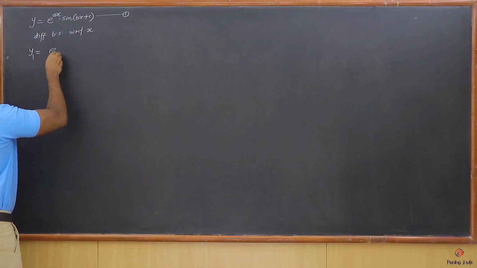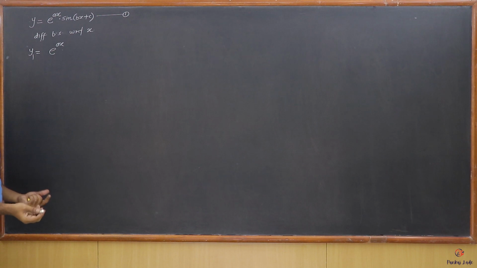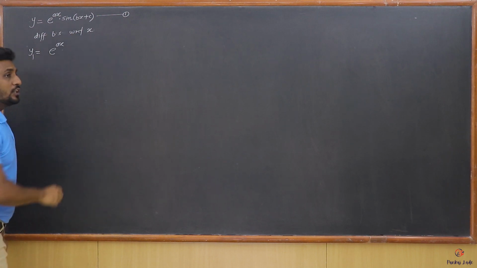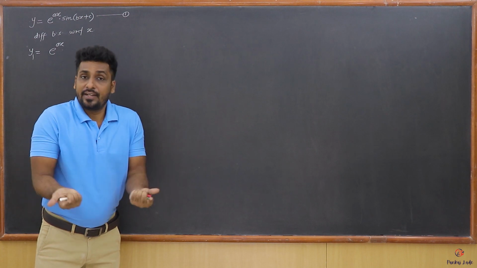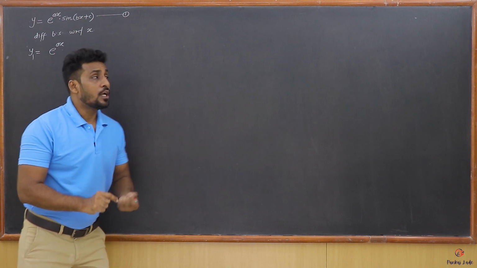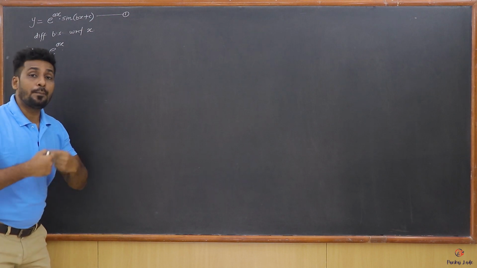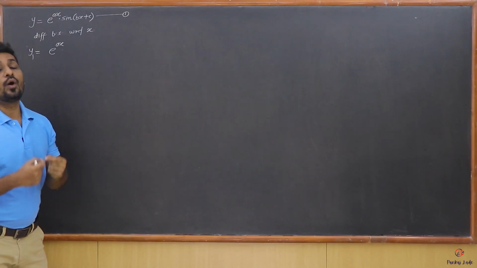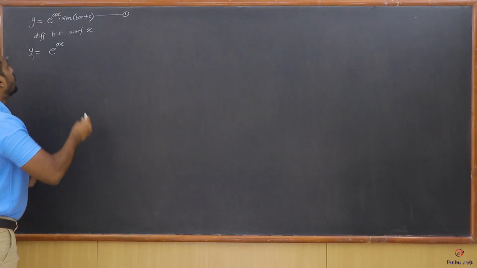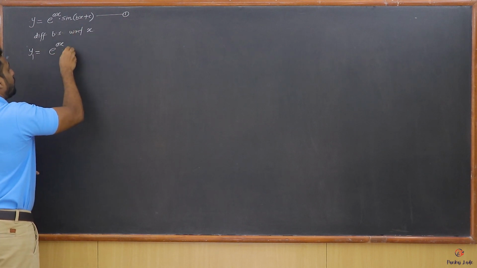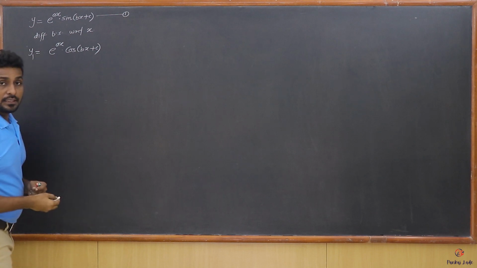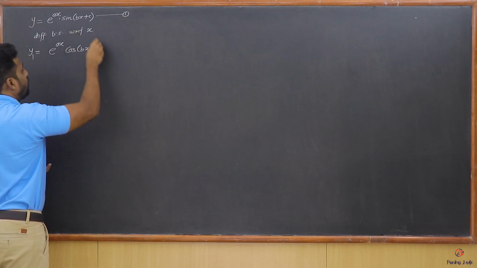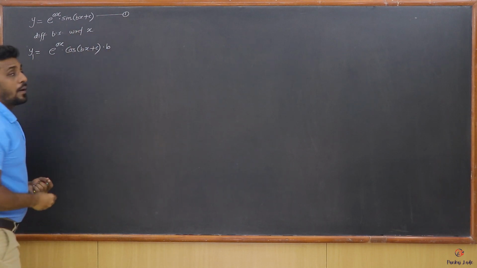So I write e raised to ax as it is, isn't it? The first function as it is, times the derivative of the second function. So who is the second function here? It looks like sine x. Derivative of sine x is cos x. But this is not x. This is bx plus c. So I need to again differentiate bx plus c. So I get the derivative of sine bx plus c as cos bx plus c into again the derivative of bx plus c, which is b.